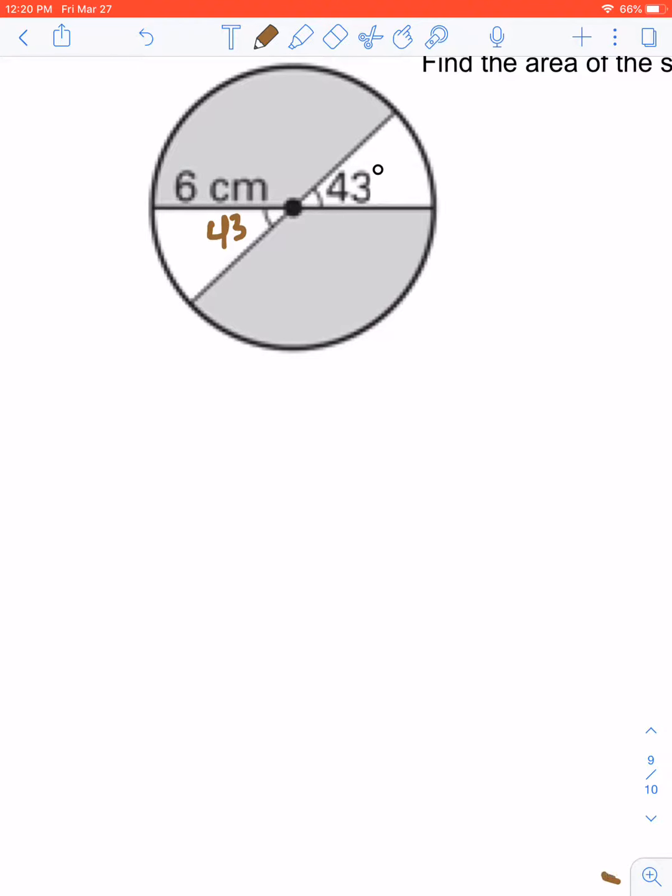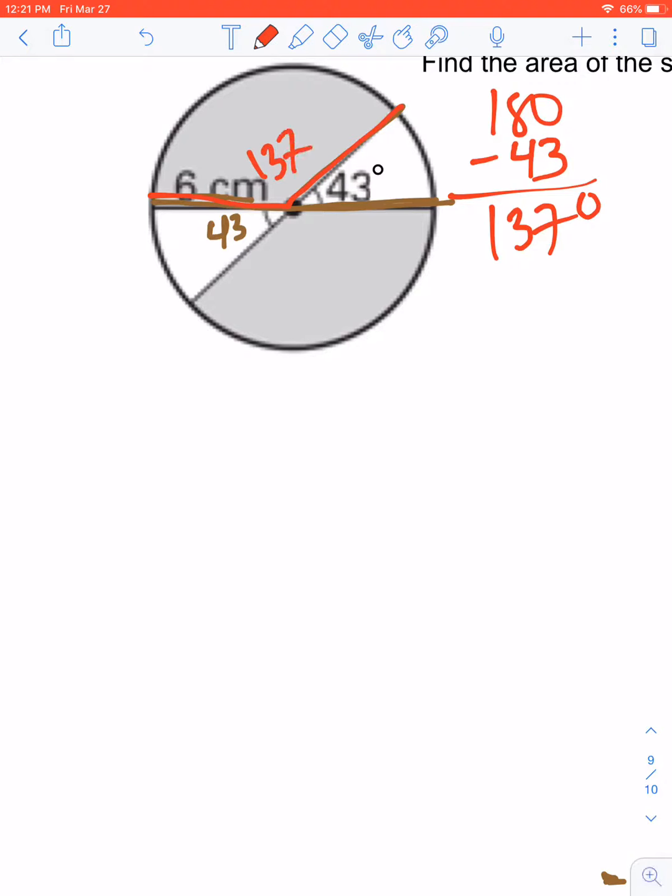What I also notice is, depending on how you look at it, if I look at it this way, angle 43 and then the angle marked in red are a linear pair. So if I take 180 minus 43, I end up with 137 degrees. So that means this is 137. Since we have congruent central angles, that means this sector and this sector are the same.